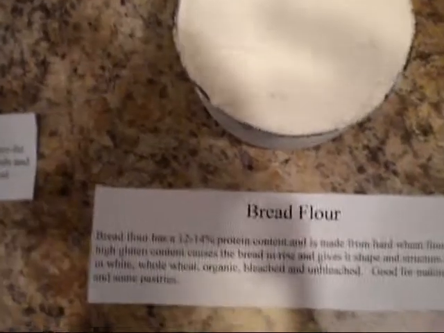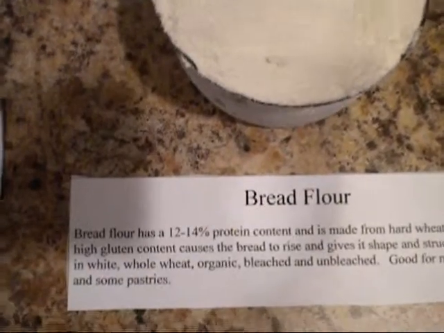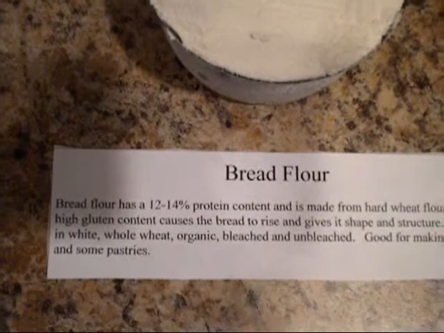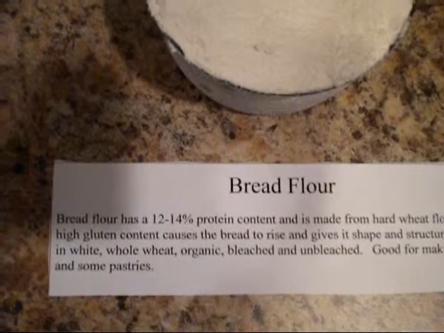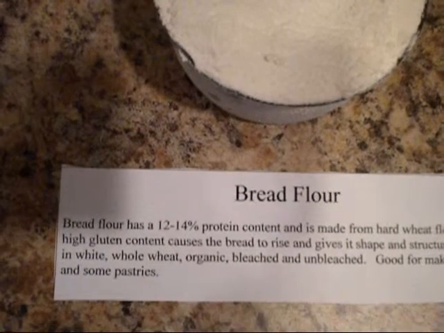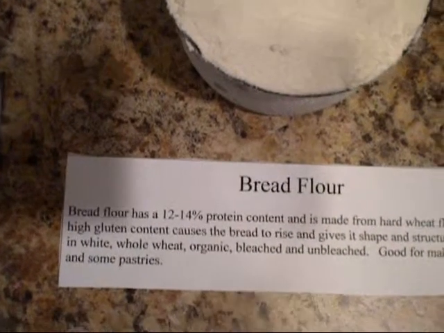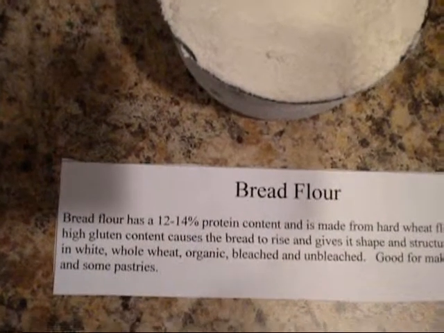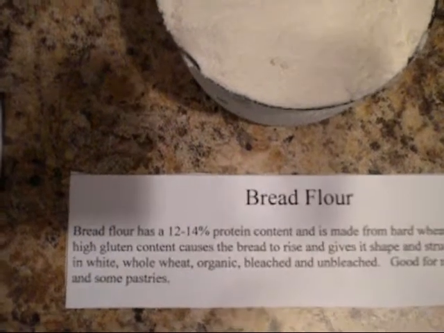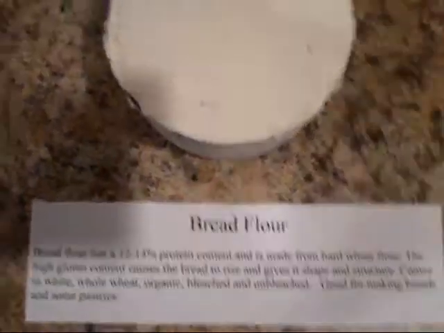The next ingredient is bread flour. Bread flour has a 12 to 14% protein content and is made from hard wheat flour. The high gluten content causes the bread to rise and gives it shape and structure. Comes in white, whole wheat, organic, bleached, and unbleached. Good for making breads and some pastries. Kind of like the donuts I brought to class the other day.